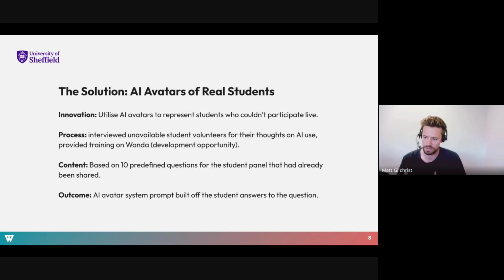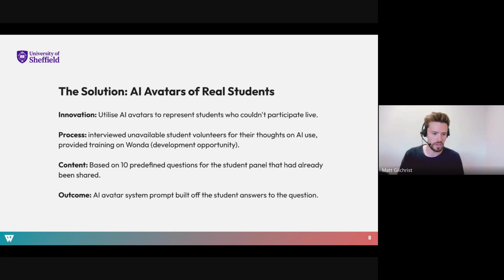As well as us gathering material from them, it was also an opportunity for us to give them some training on how to use Wonda. So it's a really good development opportunity for them. I transcribed their answers, furiously typing, and managed to tame it into a system prompt, which you might be familiar with in Wonda's AI avatars. I'll show you that in a bit more detail in a second.